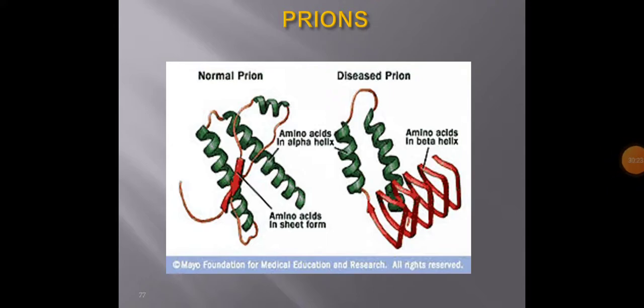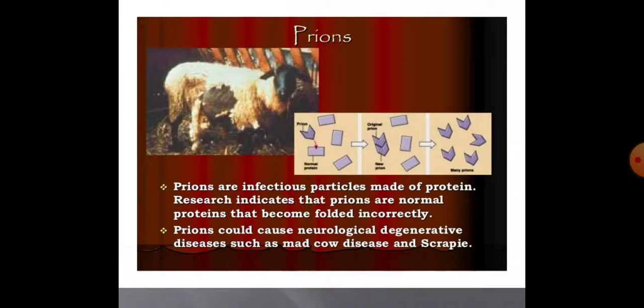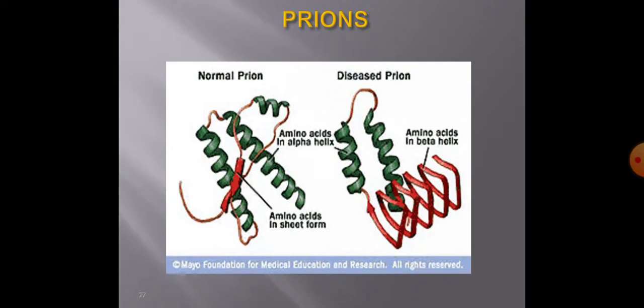Next is prions. Prions are so called because they are proteinaceous infectious particles smaller than viruses. They contain no nucleic acids, neither DNA nor RNA. Electron microscopy shows that these are filaments rather than virus particles. As you can see in this slide, normal prion and diseased prion.